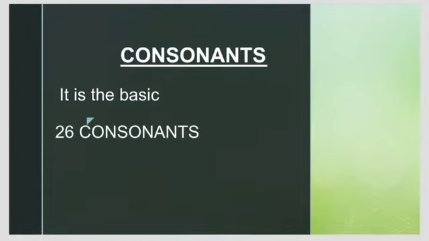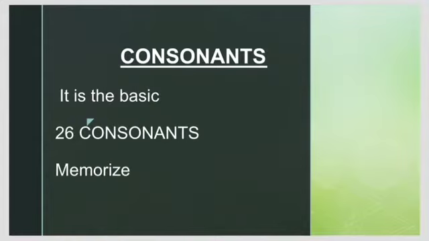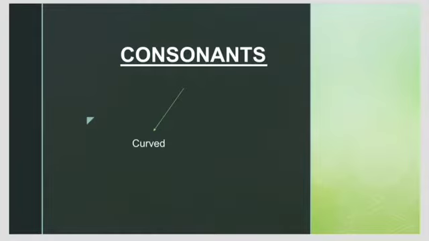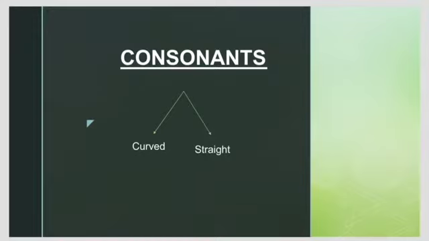Then there are 26 consonants in the Pitman shorthand. All you need to do is memorize those 26 consonants for the further classes. These are the basics, so you need to memorize these consonants. The consonants can be classified into two types, curved strokes and straight strokes. Curved strokes have a structure of curvy shapes, and straight strokes are horizontal and vertical straight strokes. Next, we are going to see how to write those 26 basic strokes.